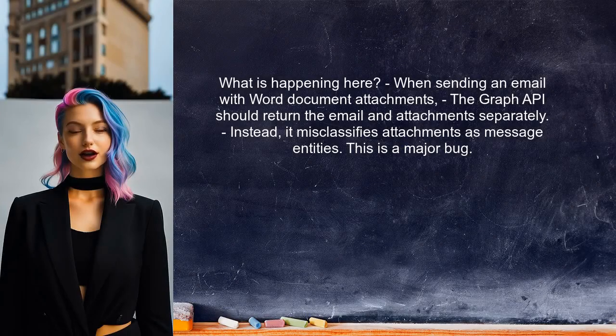So, what exactly is happening here? When you send an email with Word document attachments, the Graph API should ideally return the email and its attachments separately. However, it seems to be misclassifying those attachments as part of the message entities, which is a major bug.